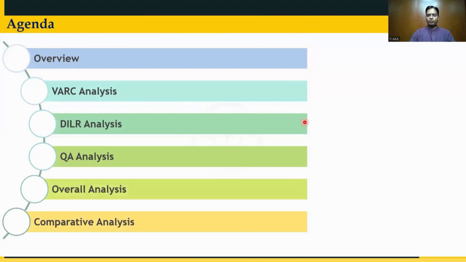A brief overview of the pattern and the paper of slot 2, and then we will look at each section in a little more detail, and the pattern and the nature of questions. And we'll also look at the overall analysis of the paper and the overall cutoffs that we can expect. And we will also compare it briefly towards the end with how the morning slot went.